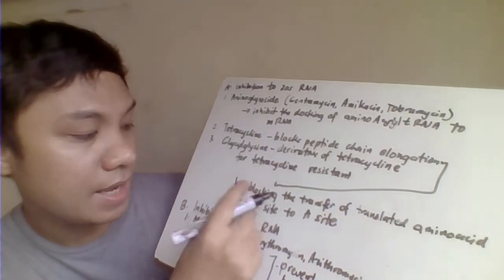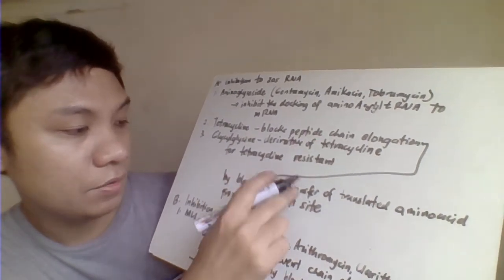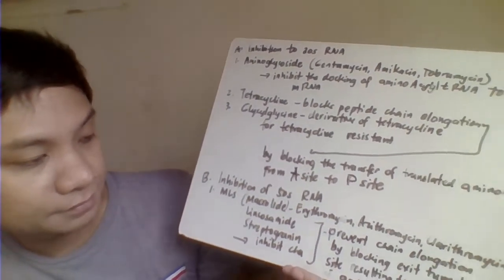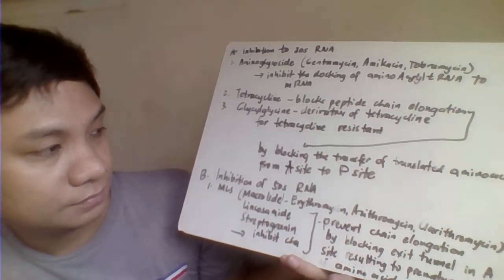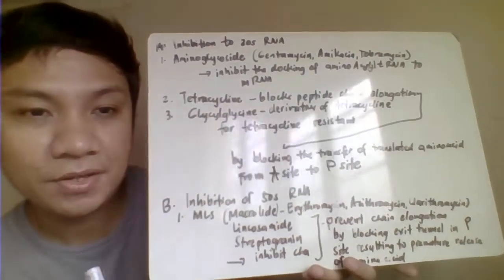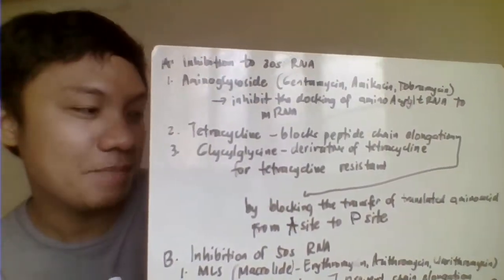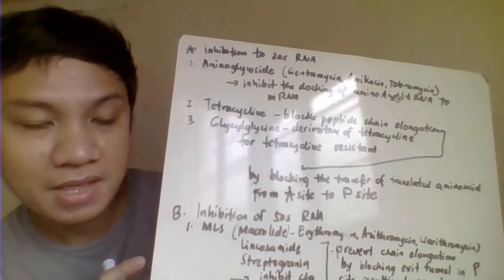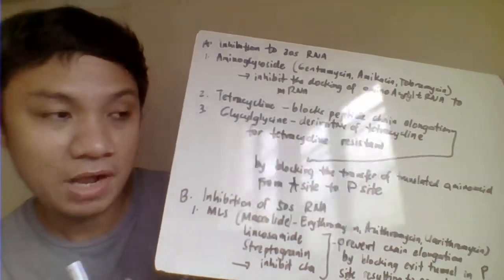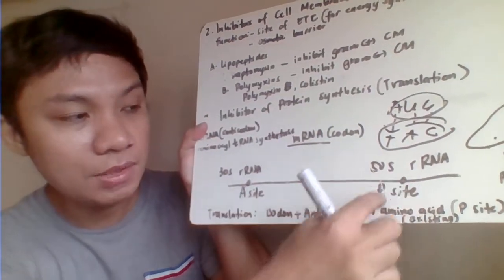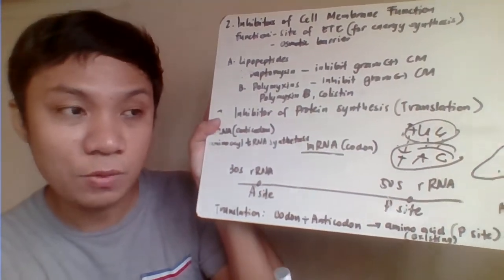From the A site to your P site. Ay, wait lang, check ko. Naguluhan ako kung alin ang A site sa P site natin. Okay, tama. We have A site, tapos P site. So ang ginagawa ni tetracycline, prevent the transfer of your amino acid from the A site papunta dito sa P site. Pag hindi siya pumunta dito, it would not allow it to elongate.